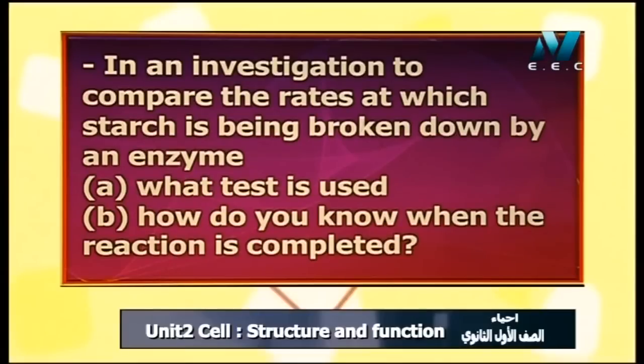يبقى هنا الانديكيتور أو الرياجنت اللي أنا هستخدمه، الرياجنت ده هيبقى بندكت رياجنت. طب يبقى أنا لو حطيت ستارش وحطيت عليه إنزيم وسبته شويه علشان يحصل رياكشن، وبعدين حطيت بندكت رياجنت والبندكت رياجنت ده اتشينج إنتو بلو، يبقى معنى كده إن الستارش ده جزء منه اتحول لمالتوز. يبقى معنى كده إن في مالتوز يبقى في رياكشن.